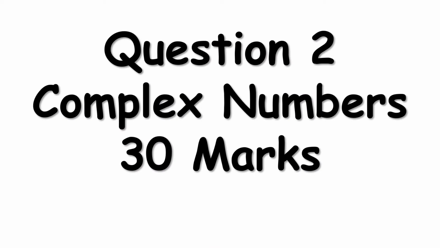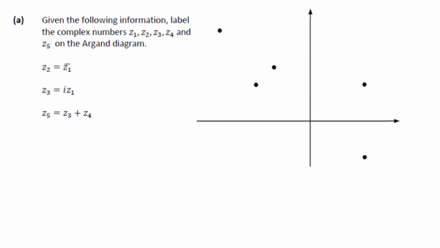So question 2 is a complex numbers question, and again is worth 30 marks. So given the following information, label the complex numbers Z1, Z2, Z3, Z4, and Z5 on this Argand diagram. Now, the information we've been told is Z2 is equal to Z bar 1, which basically means it's the conjugate. So the conjugate, we need to think how that would relate in the graph.